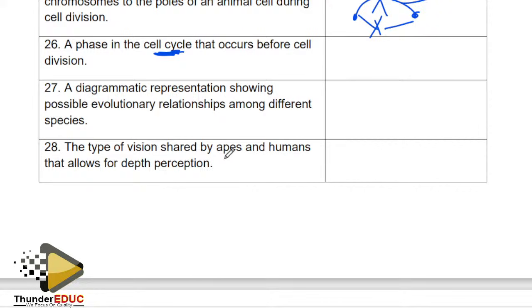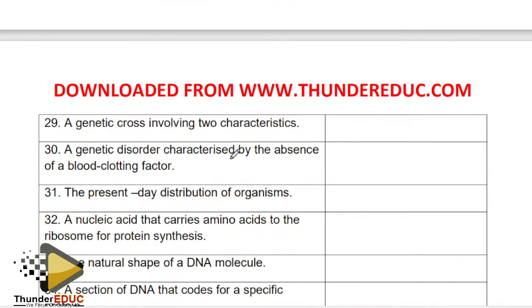Let's continue. They're saying diagrammatic representation showing the possible evolutionary relationship among organisms. Here we are talking about phylogenetic tree. The type of vision shared by two humans that allows for depth perception: stereoscopic vision. A genetic cross involving two characteristics: we call it dihybrid cross.